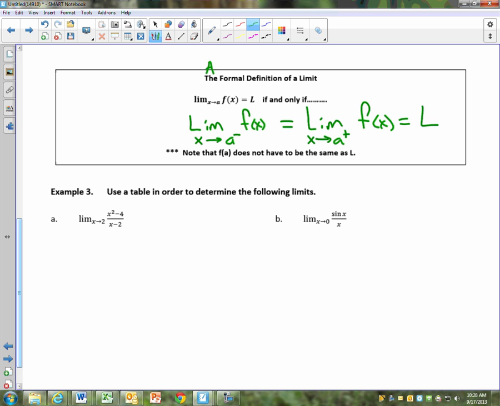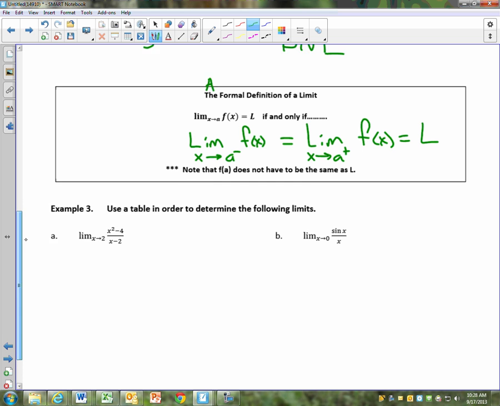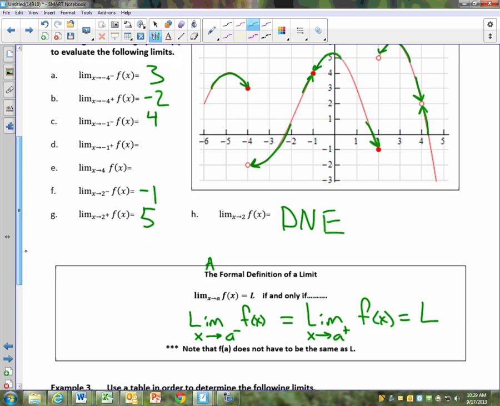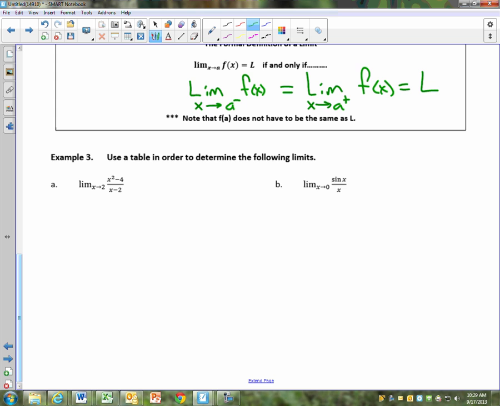It says, note that f of a, so if we actually plug that value into the function, if we plug a in, we may not actually get the same value as L. So that's my point right here. If you plug in 4 to the function, what's the result? There's nothing. There's no value there. But yet there is a limit. So that's something to keep in mind.